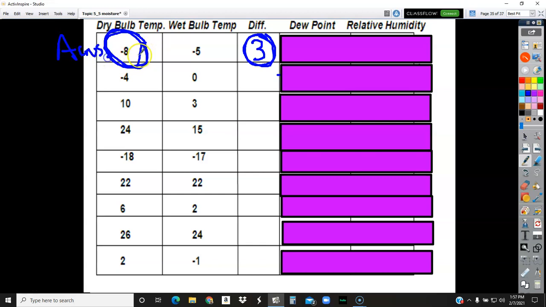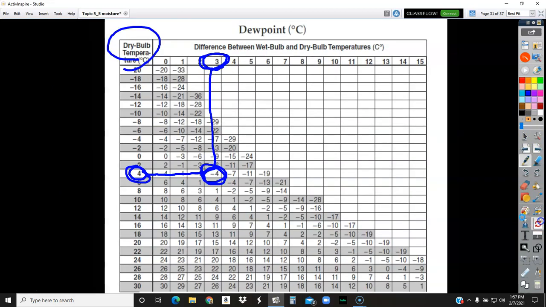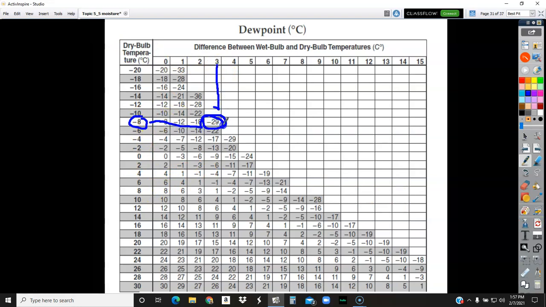I'll do the first one as an example. So that's -8, and the difference is 3. And you have to find the dew point and the humidity. So you've got to use both charts. So I've got -8 and 3. I'm going to go to dew point first. -8 is here. 3 is here. So you come down the 3 and across the -8. I get a dew point of -29.